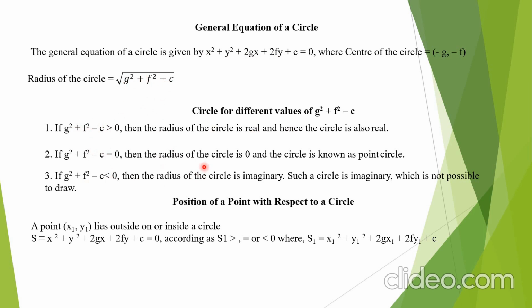Radius is negative. Okay. And what is the position of a point with respect to a circle? We find out whether a point lies inside, outside, or on the circle. For this purpose, we substitute (x1, y1) in the circle x square plus y square plus 2gx plus 2fy plus c. We get S1 here. Check whether S1 is positive. If it is positive, then the point lies outside the circle. If it is less than 0, then it lies inside the circle, and if equal to 0, then the point lies on the circumference, the boundary of the circle.